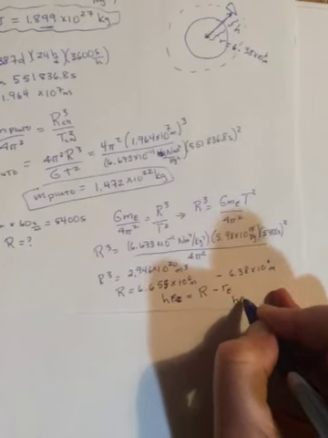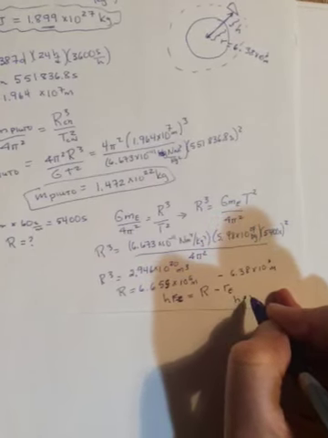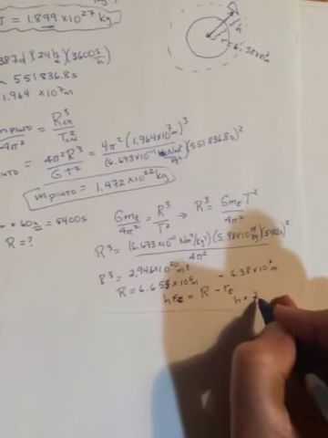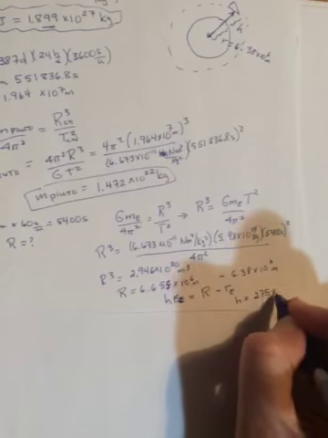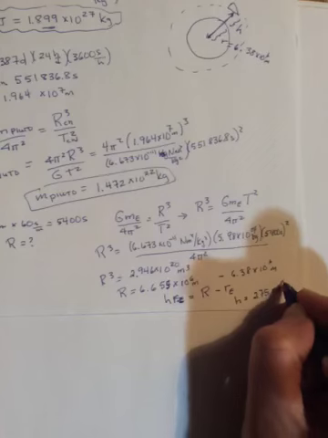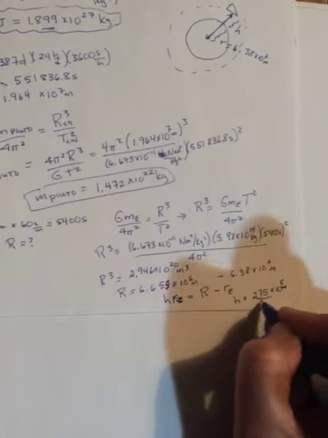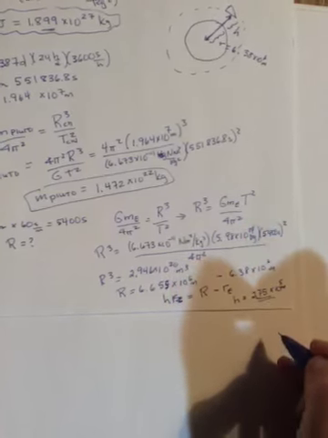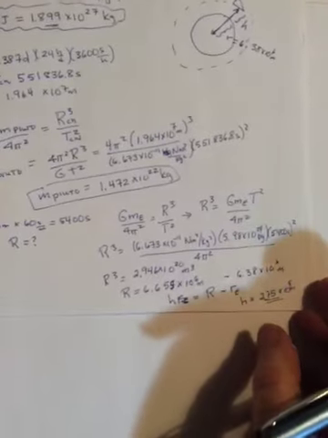And when you do, you should get a height of 2.75 times 10 to the 5th meters. So this is how high it is above the surface of the Earth. Okay, which is what number 11 is asking.